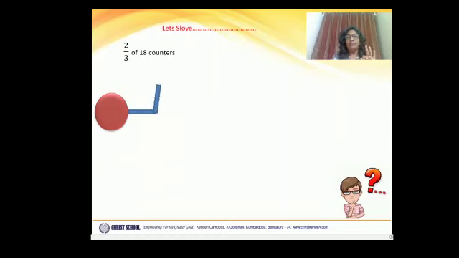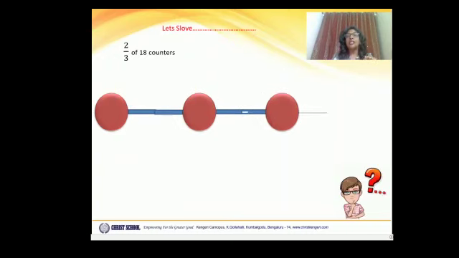Now it is solving time. 2 by 3 of 18 counters. So the numerator is 2, the denominator is 3 and we have 18 counters. So keep aside 18 counters. So 3 groups we have to have. 1, 2, and the last one is 3.